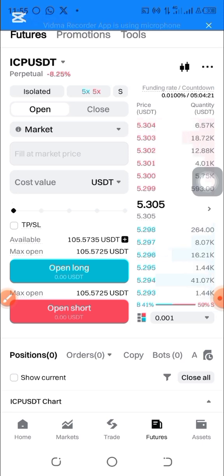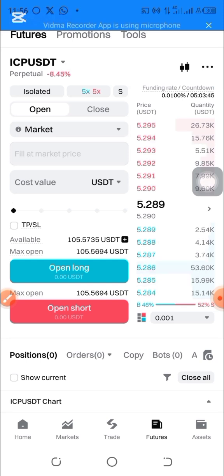Therefore, I want to split my $15 into 3 different places. That is $5, $5, $5. That is $15 divided by 3 will give me $5. So I'm going to enter this ICP trade at 3 different intervals, spending $5 at each interval.